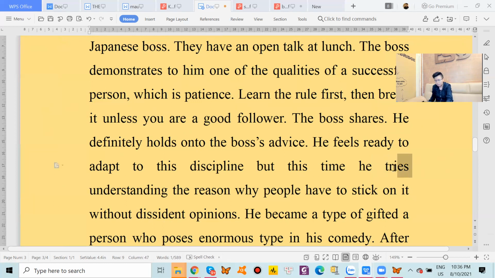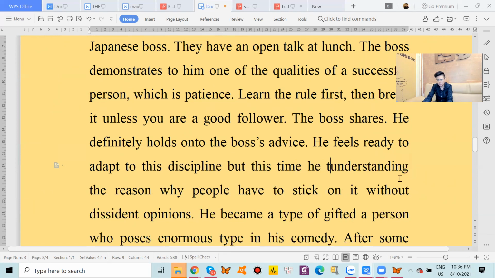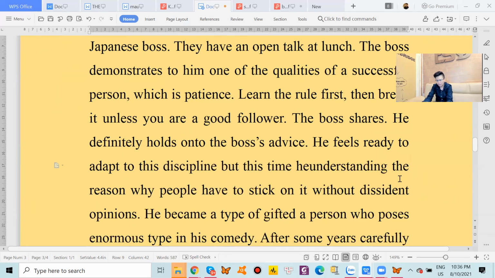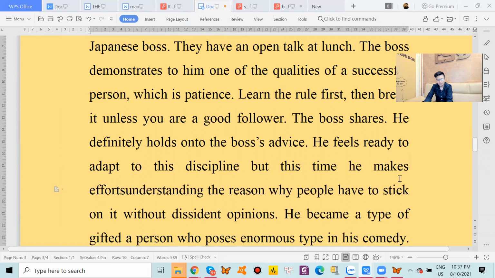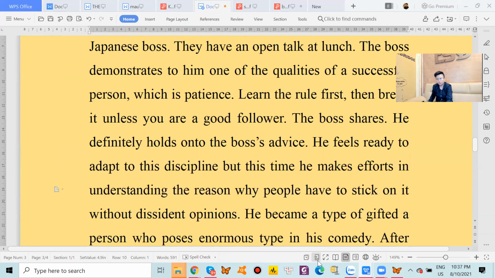So right here, please don't misunderstand the word try. The grammar is try to do something or try verbing. Try verbing just wants to see the interaction between yourself and that kind of thing. But here again, it should be try to understand. But if you want to say that you try very hard for something, you should use a phrase like make efforts in understanding the reason why people have to stay on the discipline.